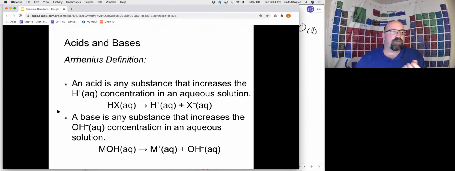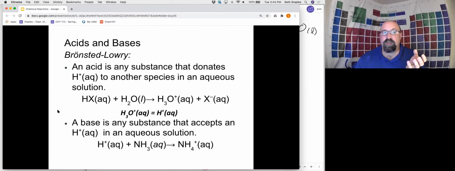Now, it was found that there were some substances that behaved as bases and had similar properties to bases, but didn't necessarily have OH-. And so we, the collective we, came up with another definition known as the Bronsted-Lowry definition, where now we're going to say that an acid is anything that donates an H+ to another species.